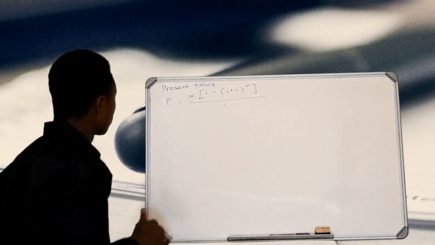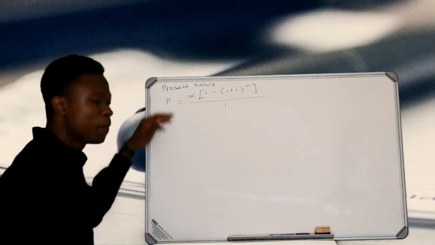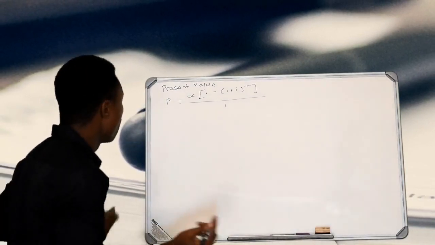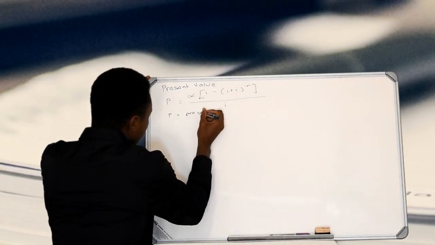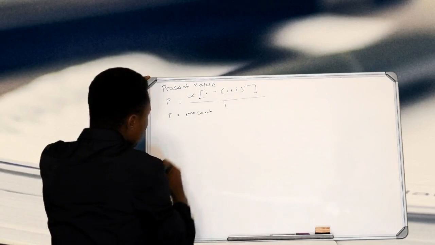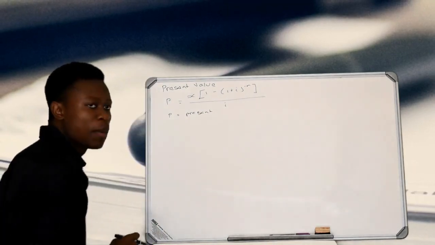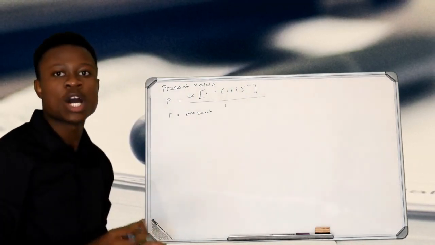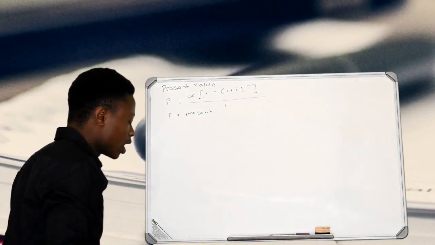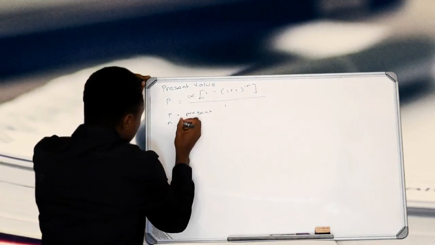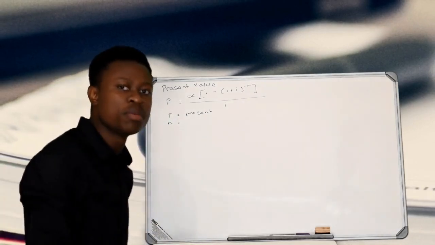So what are the values? What things don't you know in this equation? P. What is P? P stands for present value. That's the present value, right? That's the amount that's outstanding. Basically, that's what P is. And n is the number of payments that's remaining.